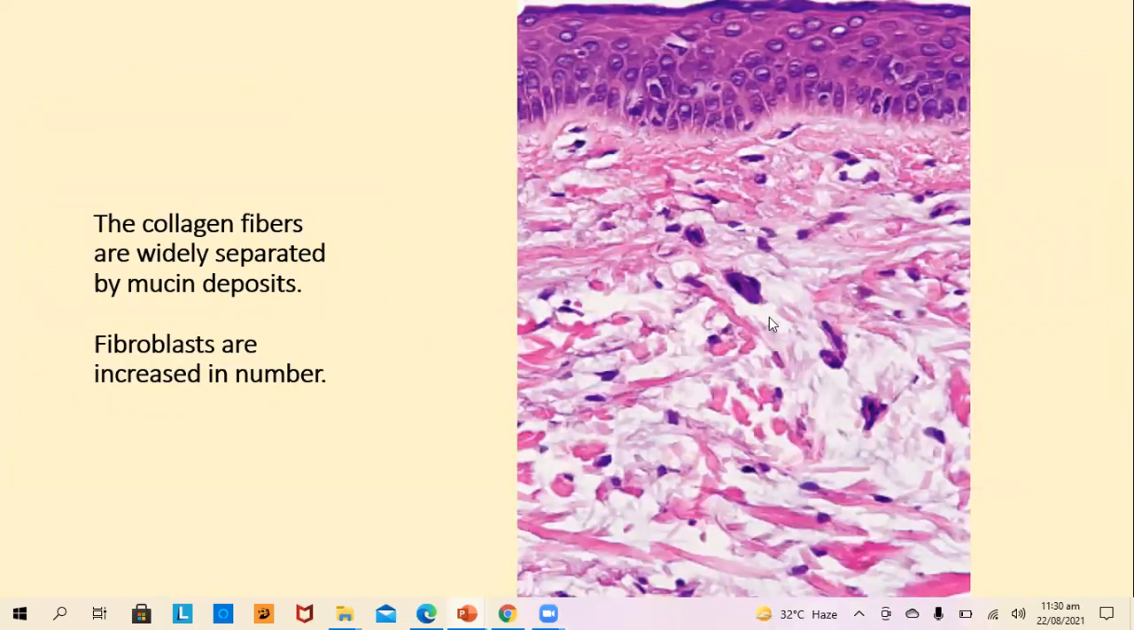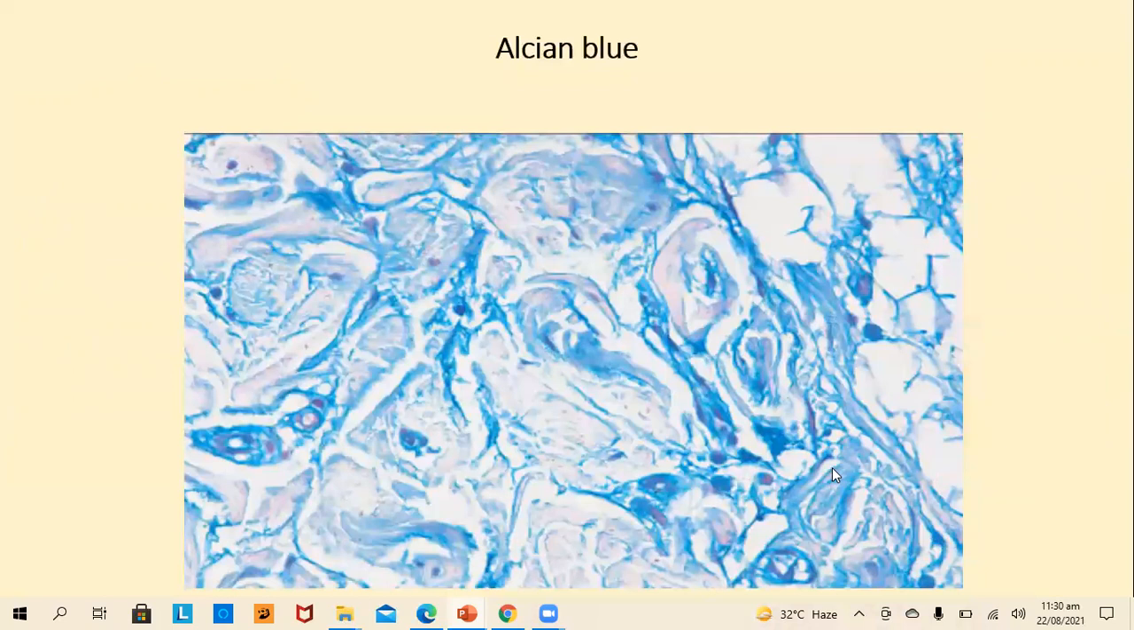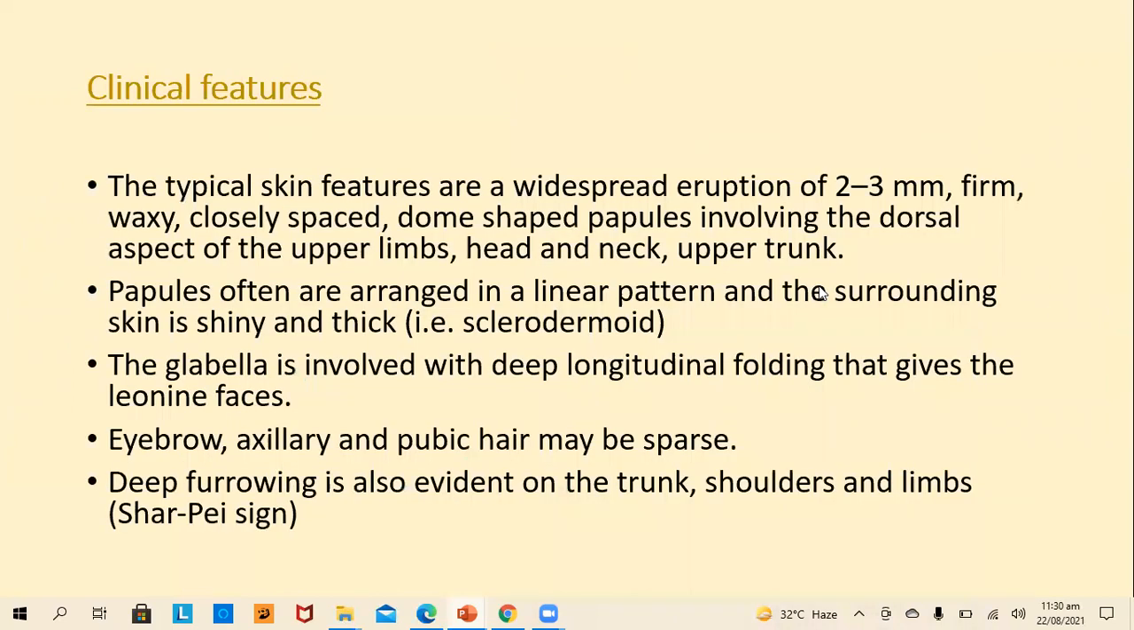The collagen fibers are widely separated by mucin deposition. You can see this mucin deposition that is separating the pinkish collagen fibers, and fibroblasts are increased in number. You can see the large nuclear size of these fibroblasts. Alcian blue is the stain which we use to highlight this mucin deposition.